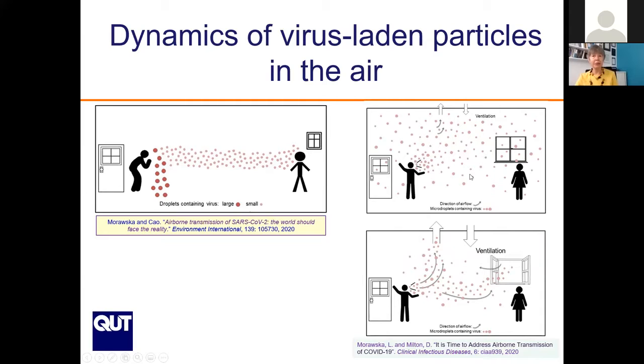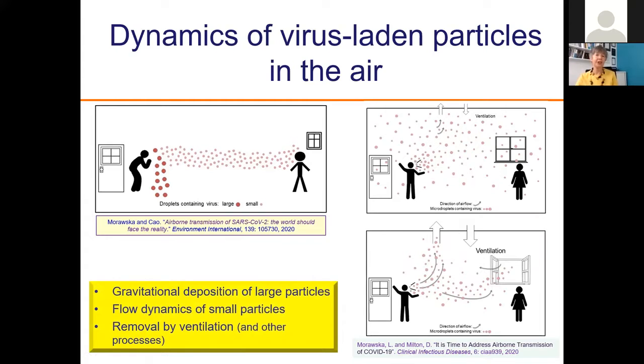Here, in the upper part, the particles fill up the whole room with more or less uniform distribution, with small ventilation. However, on the lower panel, the particles follow the flow of the air towards the window or the mechanical ventilation vent. So basically, the physics here is gravitational deposition of larger particles at the time it takes, flow dynamics of smaller particles, and removal by ventilation of the small particles in the air, and other processes as well, but normally ventilation is by far the most important process.